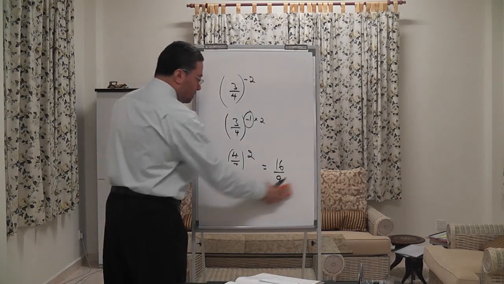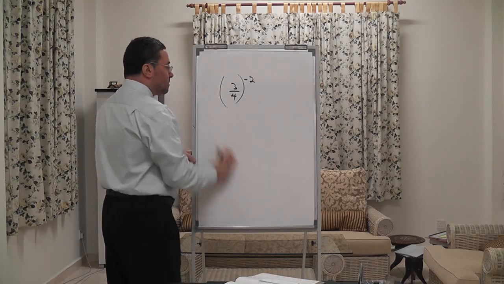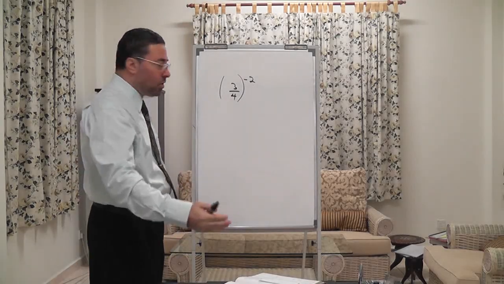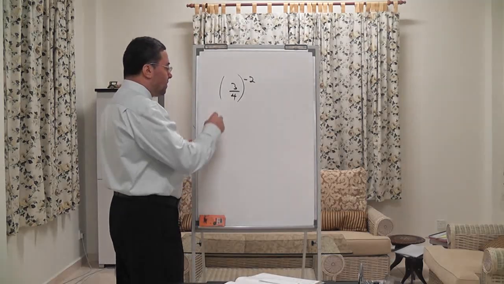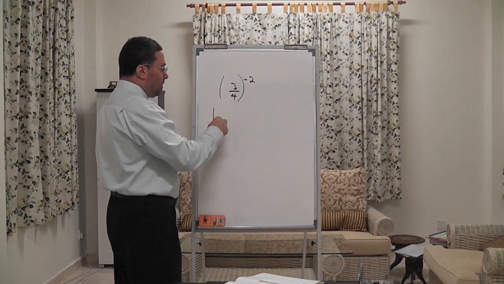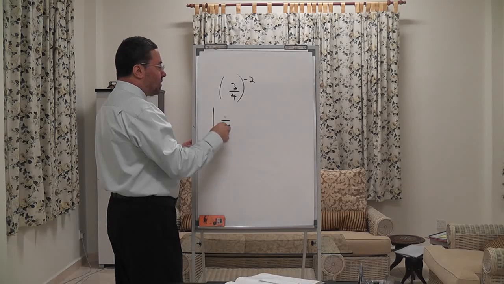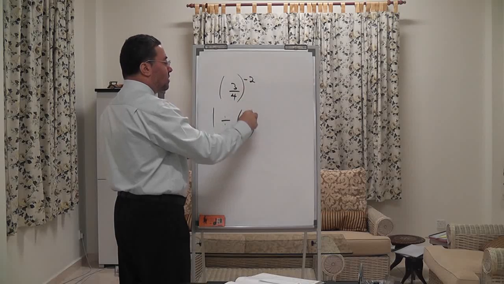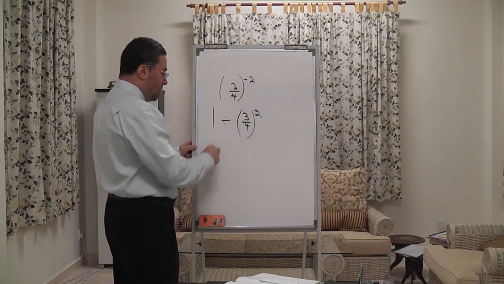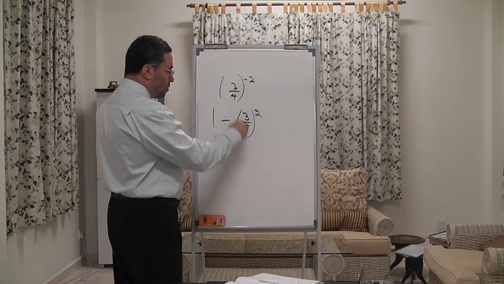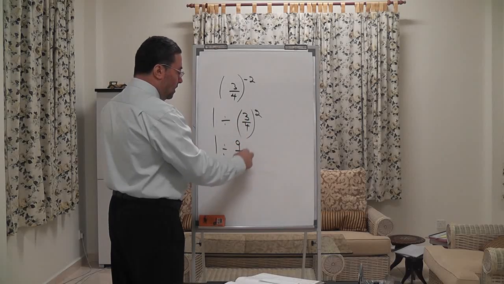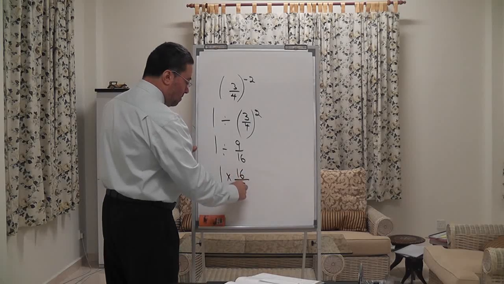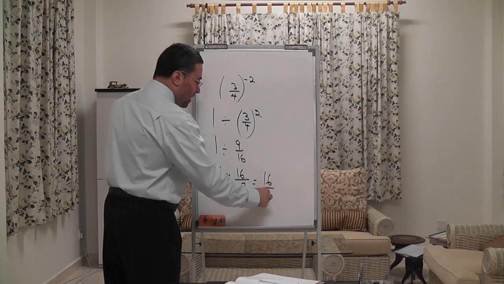Another way, which is a safer way, if you are not that confident of yourself in doing these power questions, is to put this in the denominator this way: 1 divided by, and change now the sign of the power. Now we have 1 divided by, you square, 9 over 16, and then you change this to a multiplication and flip, and that gives you 16 over 9.